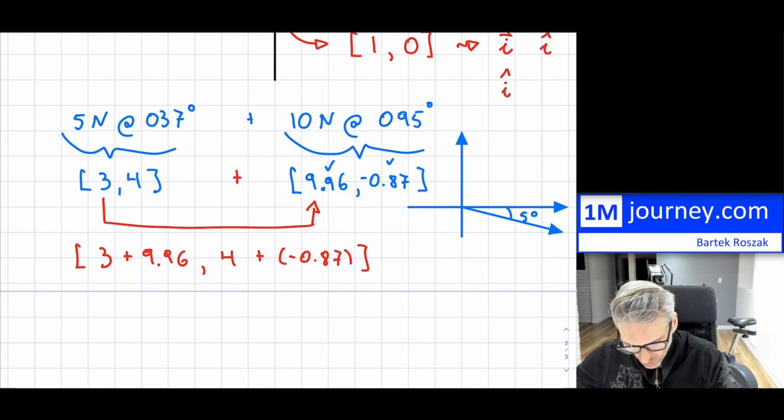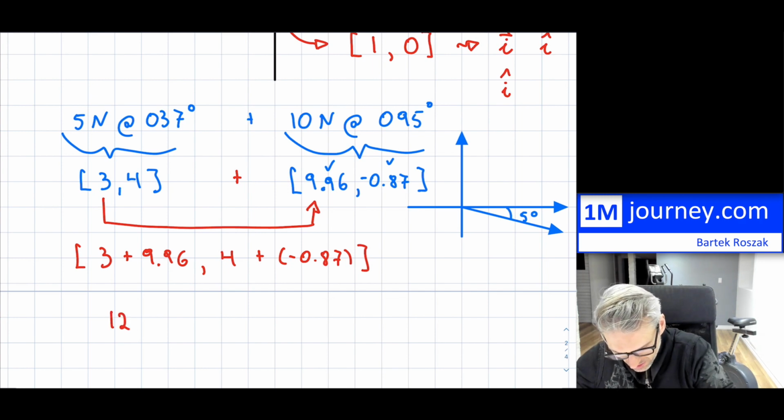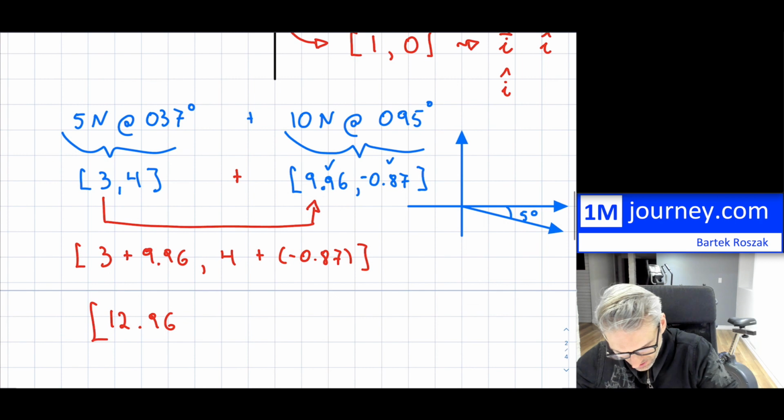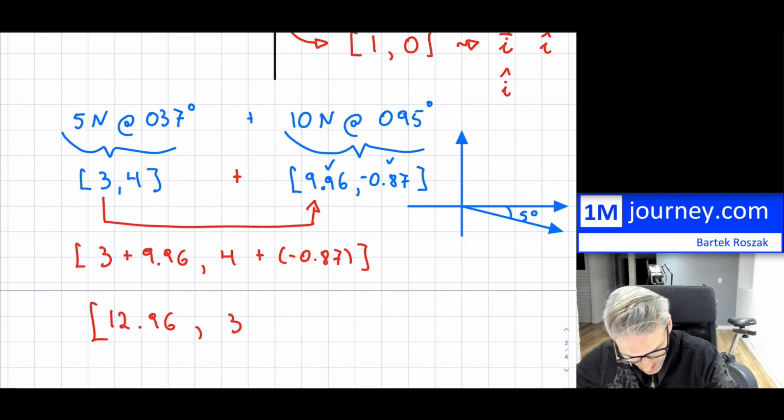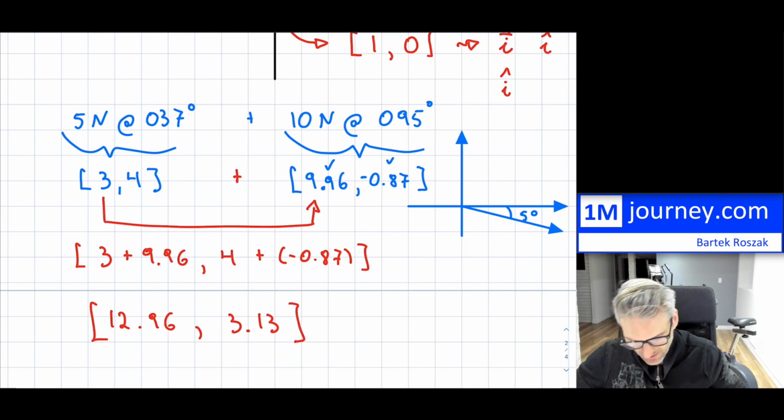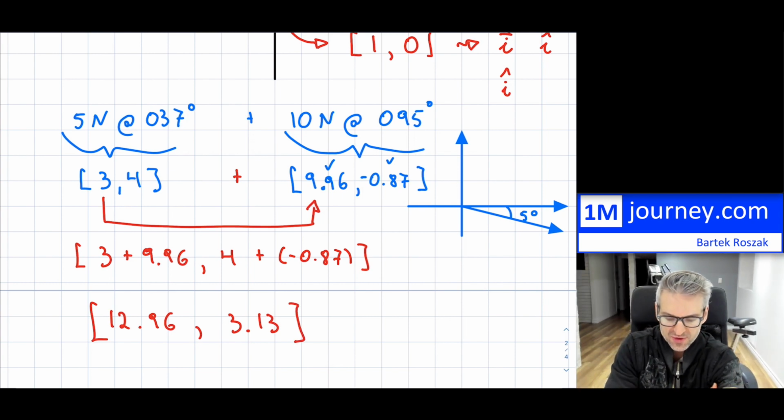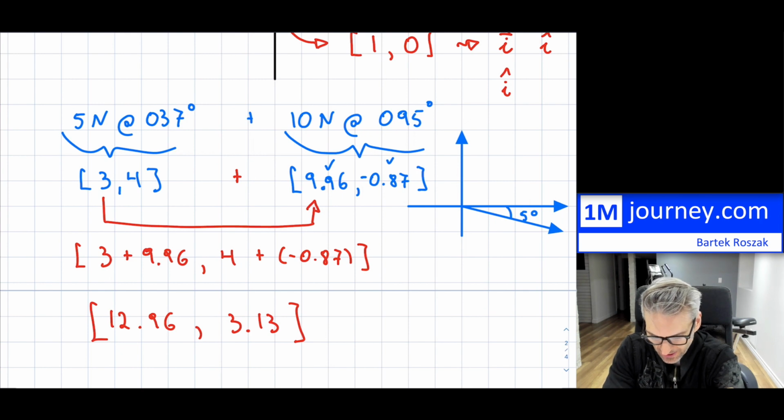So with that, this is going to be 12.96, and then comma, and then I rounded those, but it's going to be 3.13, as you're subtracting that one away. And that is your new vector. So this is exactly what the resultant vector of the addition would be.